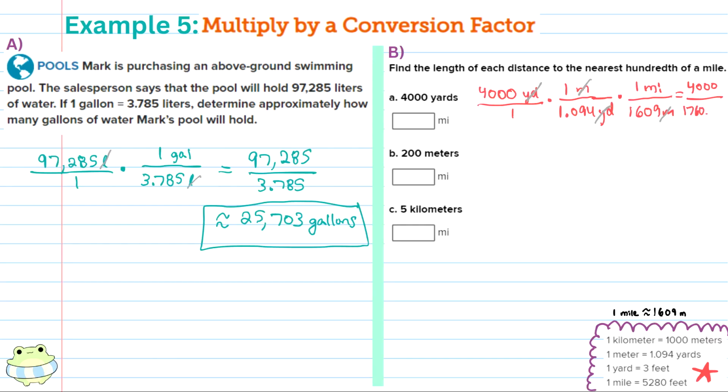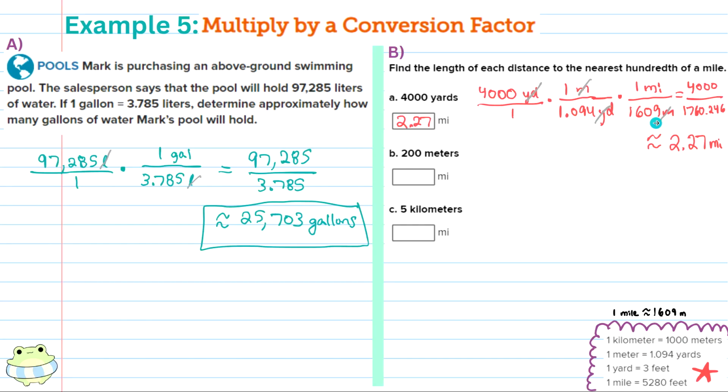1,760.246. Oops, let me rewrite that because that got kind of messy there. So we get 1,760.246. And then we're going to divide. So we're going to do the 4,000 divided by that 1,760.246. And we get approximately, and we're going to round to the nearest hundredth it says, so we get approximately 2.27 miles. So that'll be my answer for part A on this question. 2.27 miles.